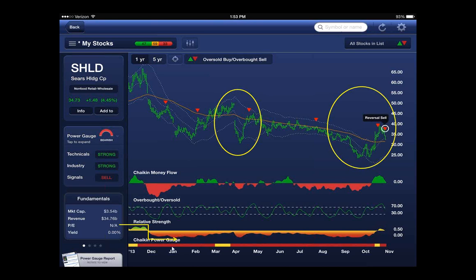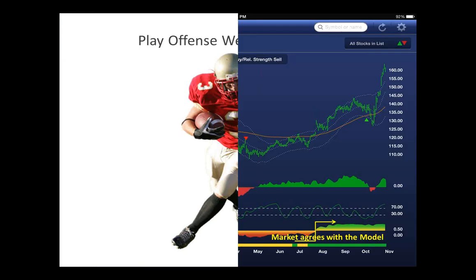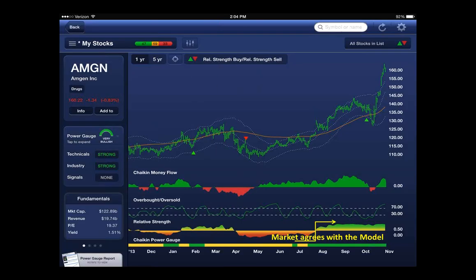And the point is, again, you've got the model, you've got the market matching the model, and you've got the signals confirming, hey, now is a good time to take that short position, to get out of it if you own it, or in the case of an options player, to look for that put. And then obviously playing offense, what do I buy? Essentially just flip it over. Now we're looking for green.